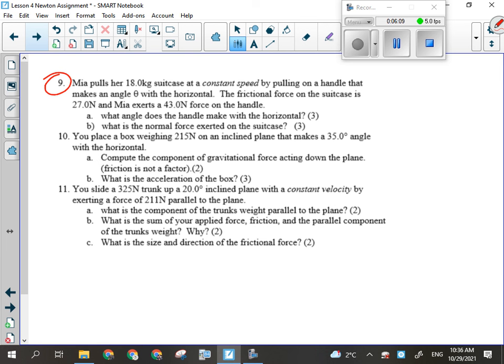Numbers 10 and 11 are both inclined plane questions. The way they word this is weird. When they ask you to compute the component of gravitational force acting down the plane, they want you to compute F parallel. F parallel is the component of gravity acting down the plane. I've used that term a few times before, but just in case you've forgotten, that's what they're asking. For part A on number 11 as well, the trunk's weight parallel to the plane, again, that's F parallel, because weight is the force of gravity. That's all I've got to say on that.